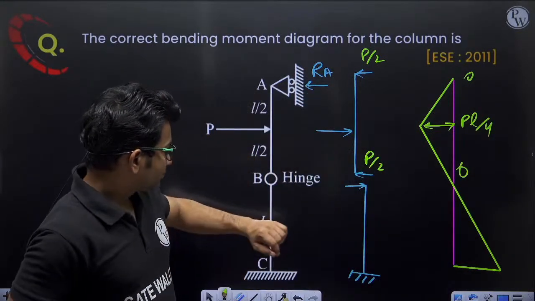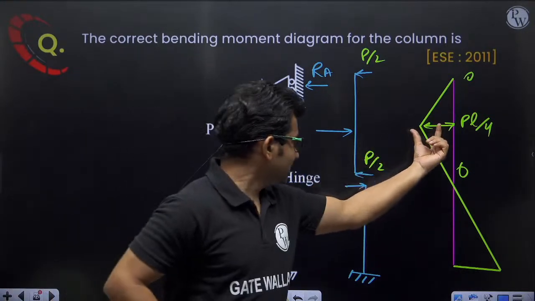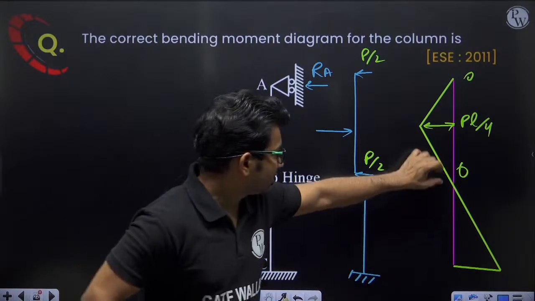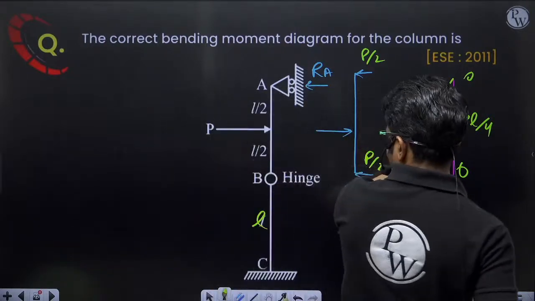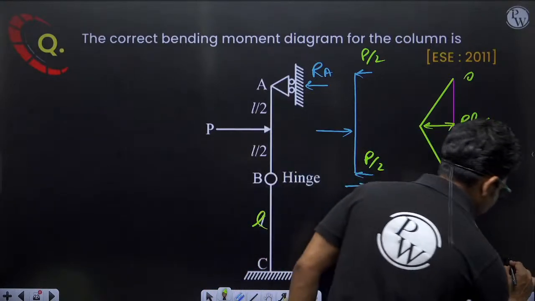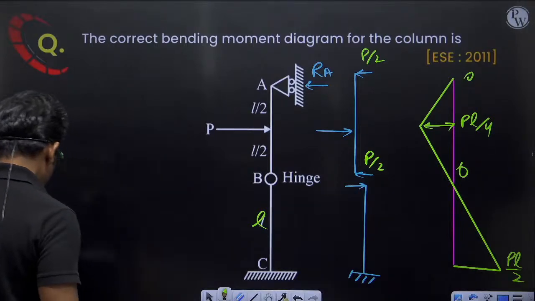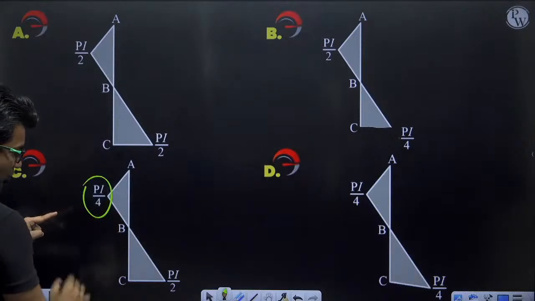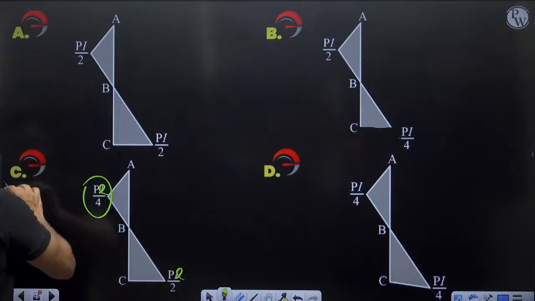Now, if I consider similar triangles, here this is PL by 4, this length is L by 2, and this length is L. So I'll be getting PL by 2. This is L by 2, PL by 4, this is L, so PL by 2. This will be PL by 2 by similar triangles. So this should be PL by 4, and it is PL by 4. It is not I, it is L. Okay, the correct answer will be the option.